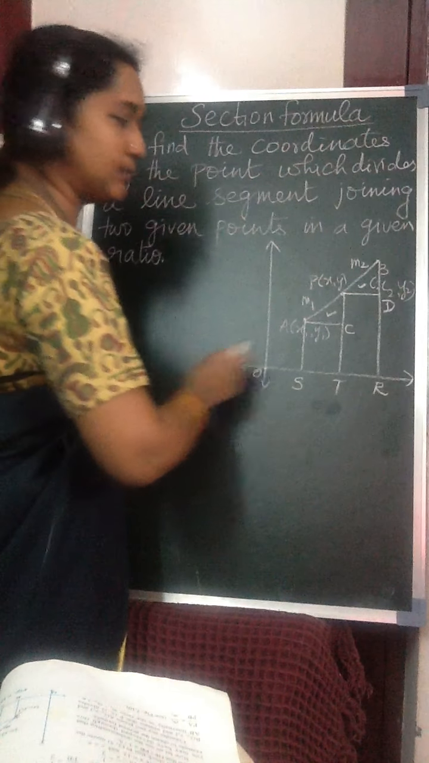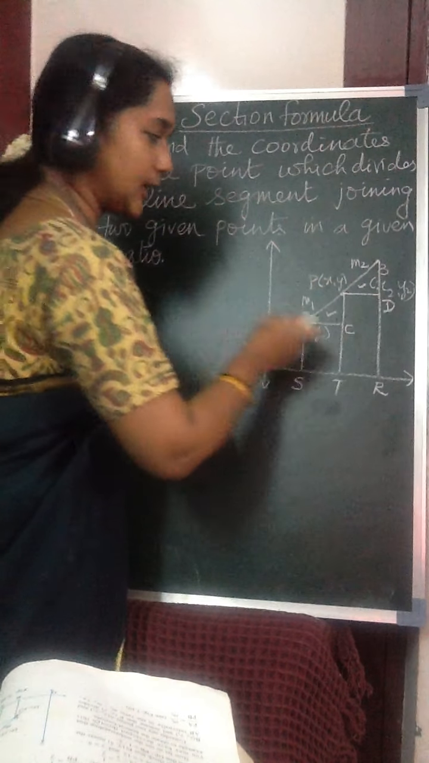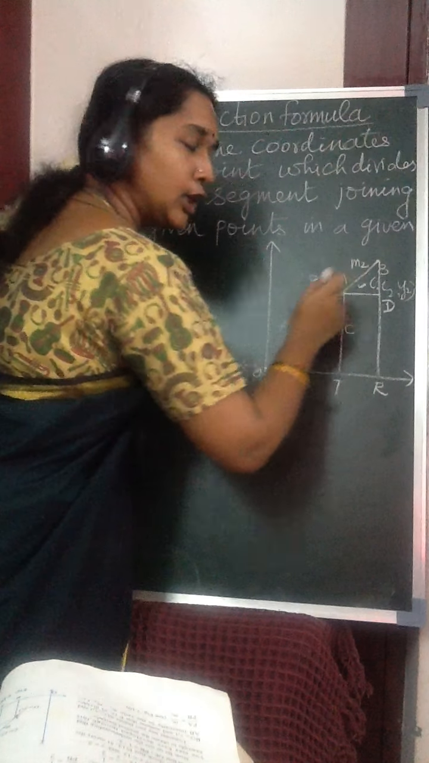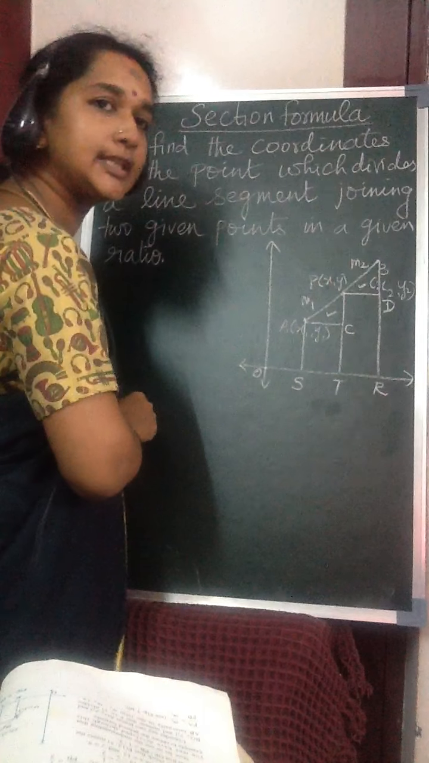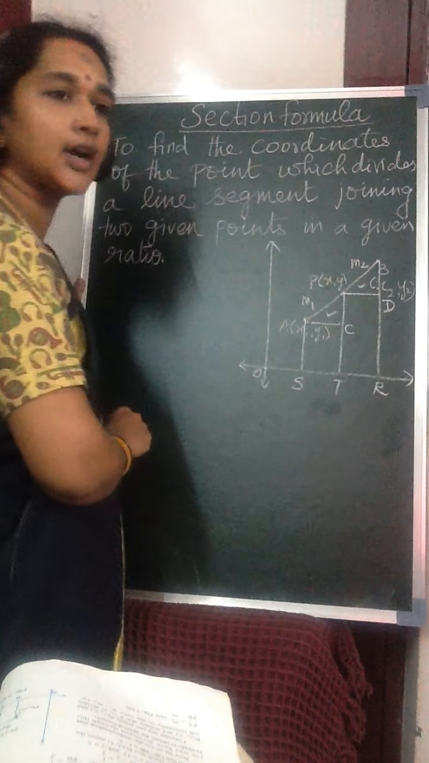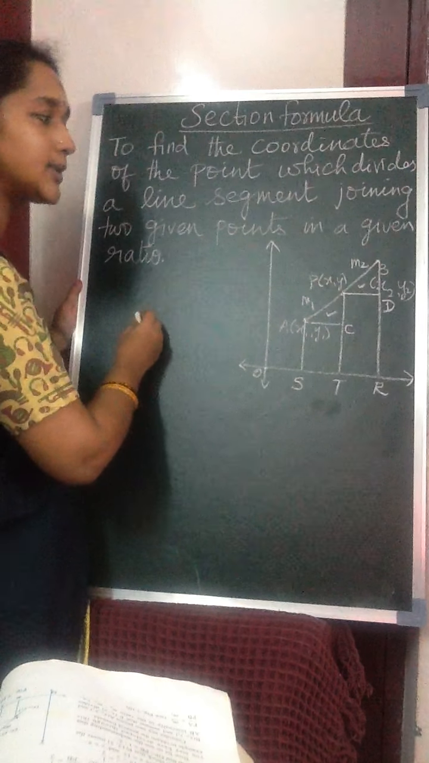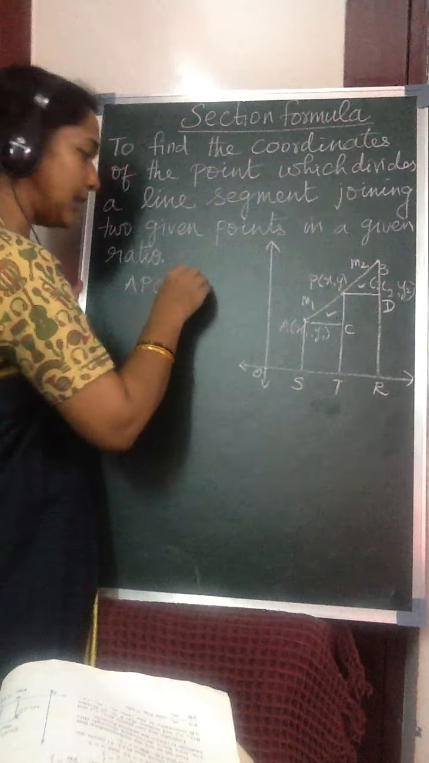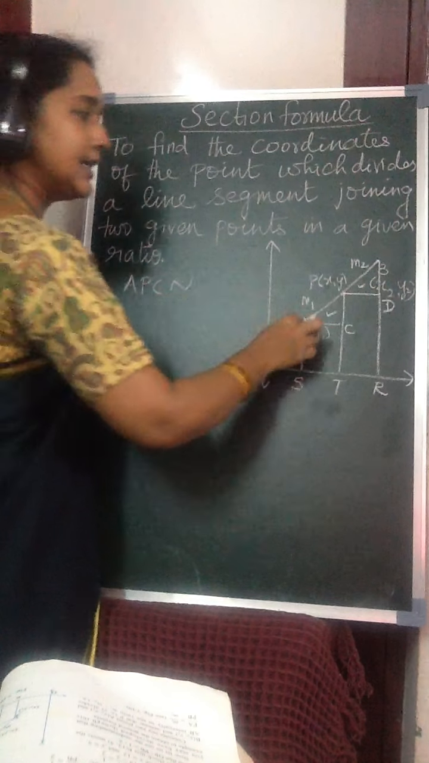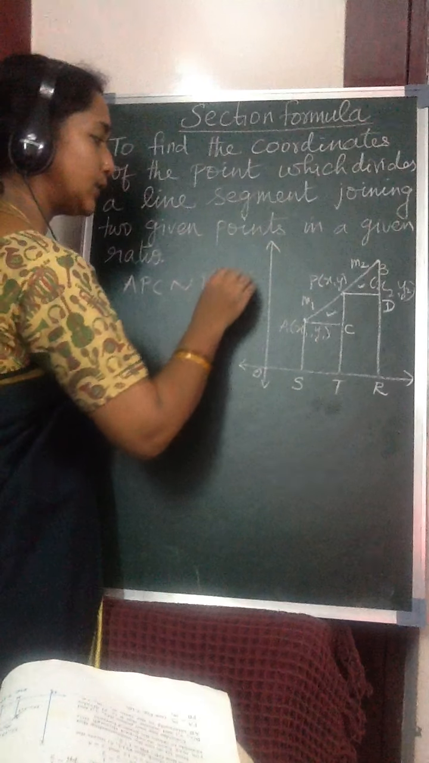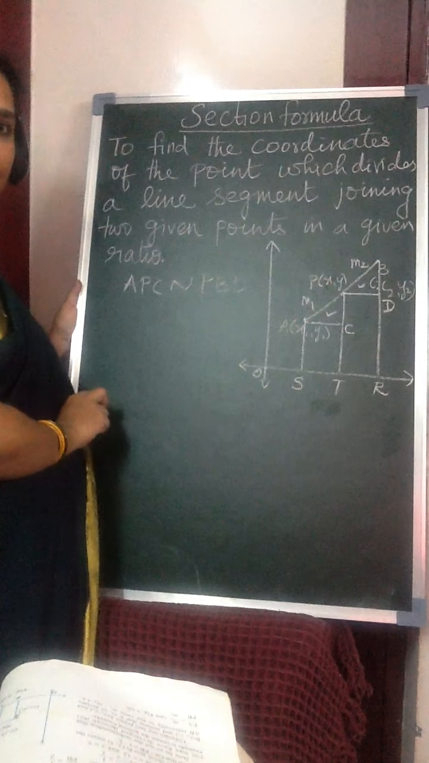So, those will be similar. How will they be similar? These two are parallel, so you will get AA similarity. Using that AA similarity, you can say that these two triangles are similar. Which two triangles are similar? Triangle APC is similar to triangle PBD.